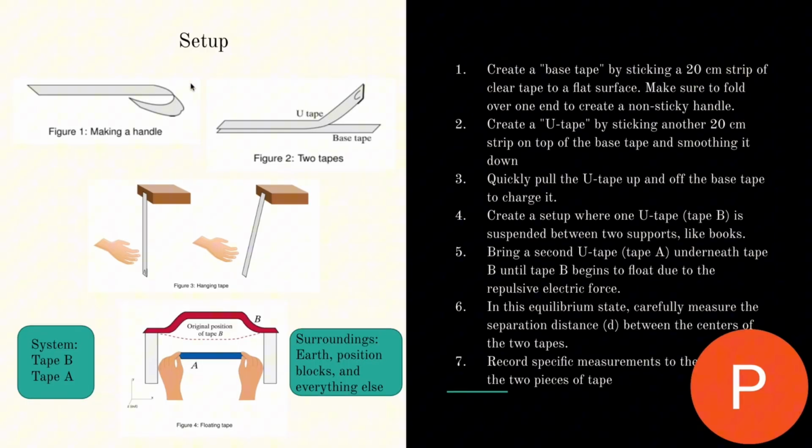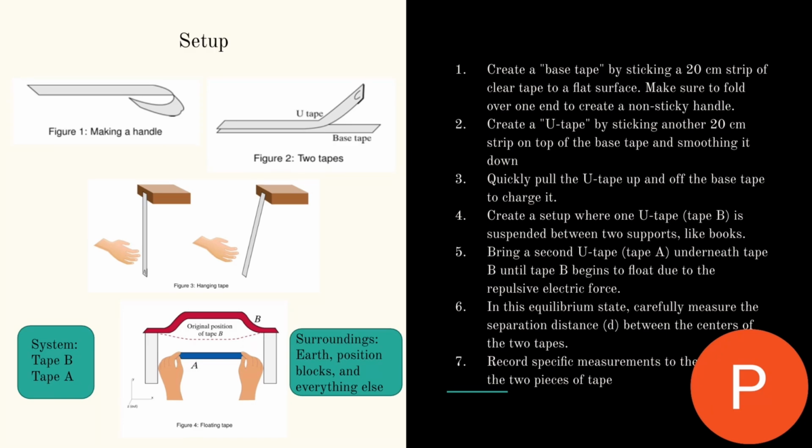All right, so our setup. First we're going to create a base tape by sticking a 20 centimeter strip of clear tape to a flat surface, and we're going to make sure to fold over one end to create a non-sticky handle. For the U tape, we're going to stick another 20 centimeter strip on top of the base tape and smooth it down, and we're going to quickly pull the U tape off of the base tape to charge it. Then we create the setup and suspend it between two supports like books or blocks.